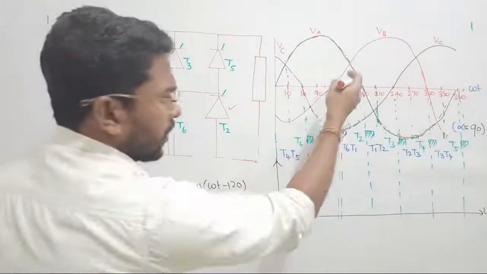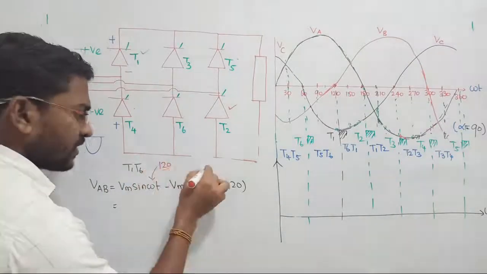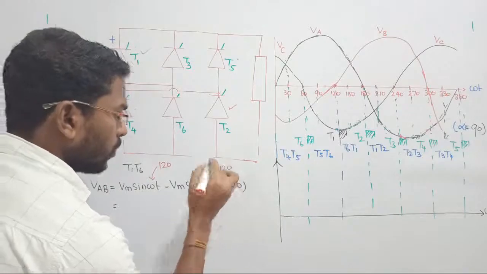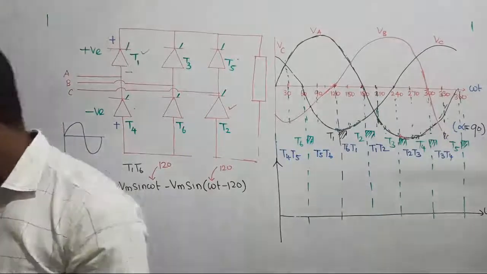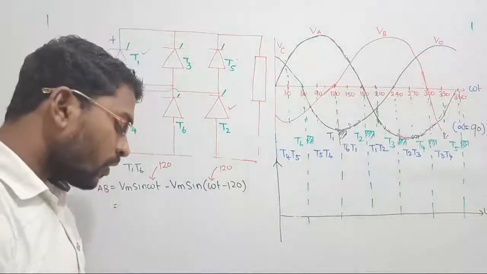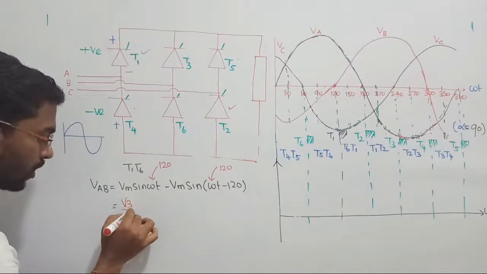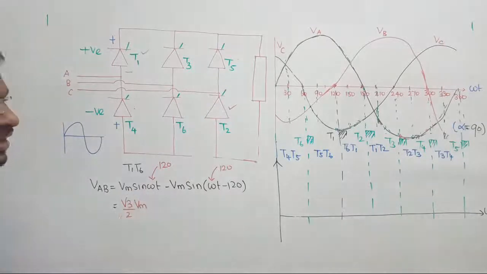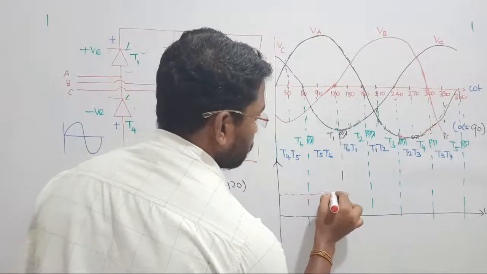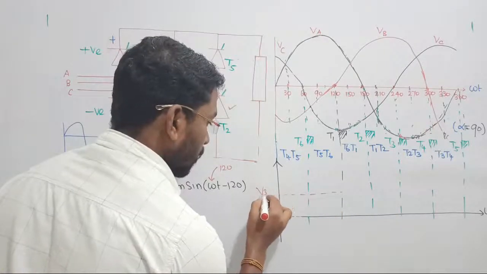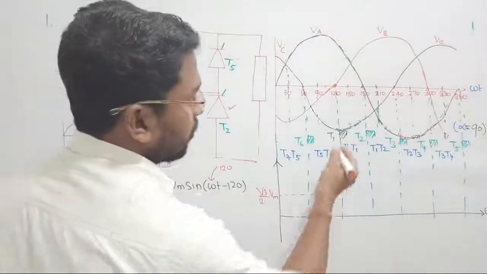Where are we now? We are standing at omega t equal to 120, right? Let us observe the waveform. Omega t equal to 120, such that 120 minus 120 will become 0. Sin 120 is what? Sin 120 is once again root 3 by 2, so root 3 by 2 times Vm. Let me place that value somewhere here. That is 0.866, which is what I am getting at sin 120.